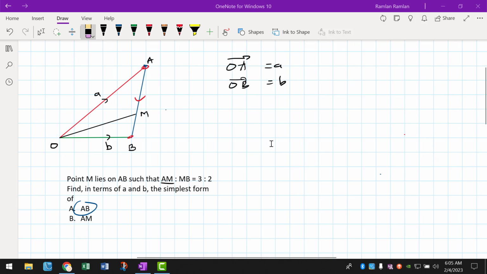Okay, when we're talking about vectors, the direction of the arrow of the vector is going to be very crucial, so pay attention to that. Okay, so now before we go to this question, I'm going to explain how the vector works.